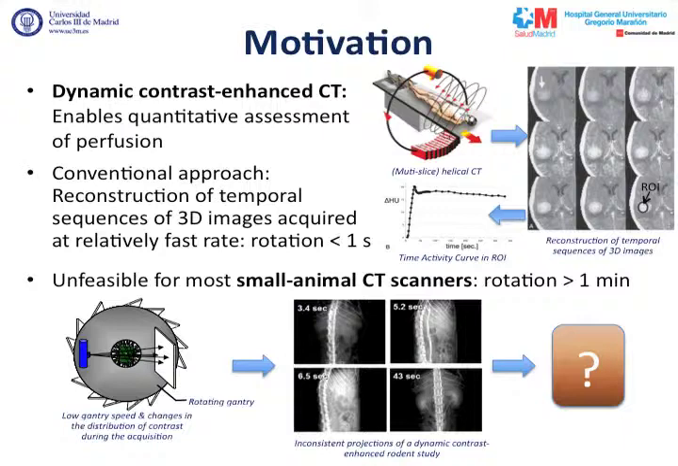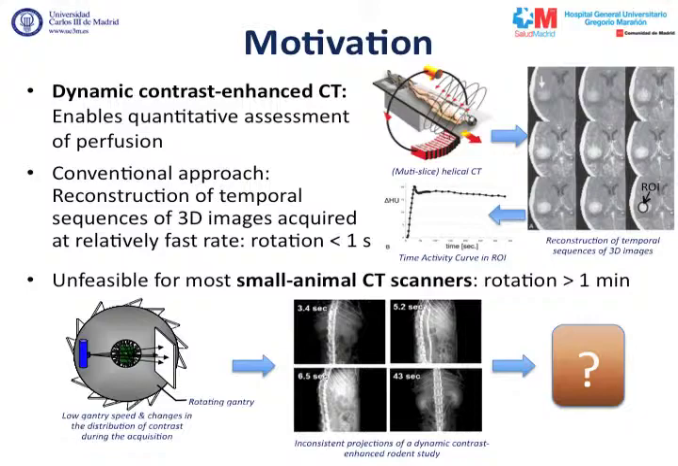And the conventional way to obtain this information is to reconstruct 3D images at different time points during the wash-in and wash-out of the contrast. This is unfeasible for slow-rotating small animal scanners because all the, let's say, interesting stuff is happening within just one rotation. So we end up with an inconsistent projection data set. You can see here an example, and these are projections at different angles, and you can see how they come from a different contrast distribution.